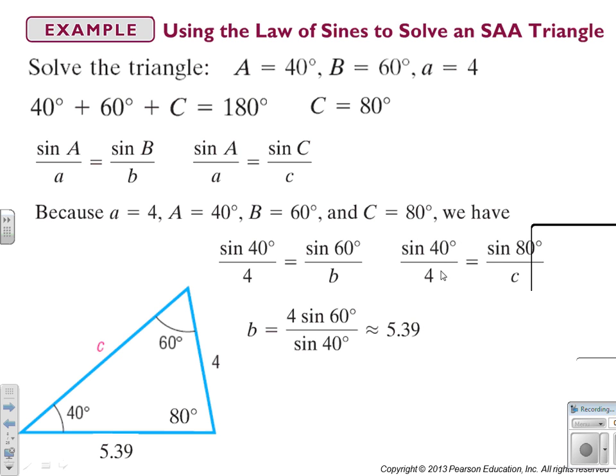So now we've got to solve for C. Once again, if I cross multiply, C times the sine of 40 equals 4 times the sine of 80. Then I divide by sine of 40. And I get 4 sine of 80 divided by sine of 40 equals 6.13. That goes here. And now I have all my angles and all my sides.